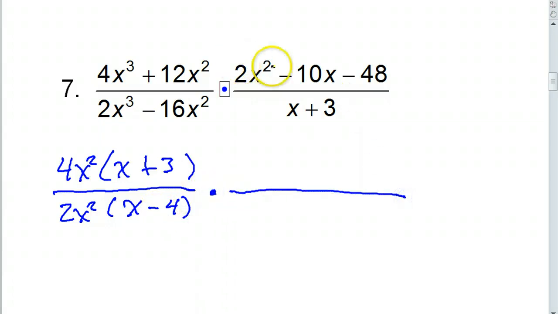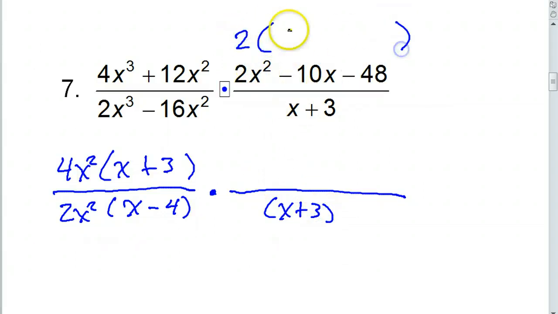Okay. This one has a GCF, and it needs to be factored. I think I'll do the GCF up here and then factor it down here. So there's a GCF of 2, so I definitely want to pull that out. That would leave behind x squared minus 5x minus 24. Does that factor? Probably.